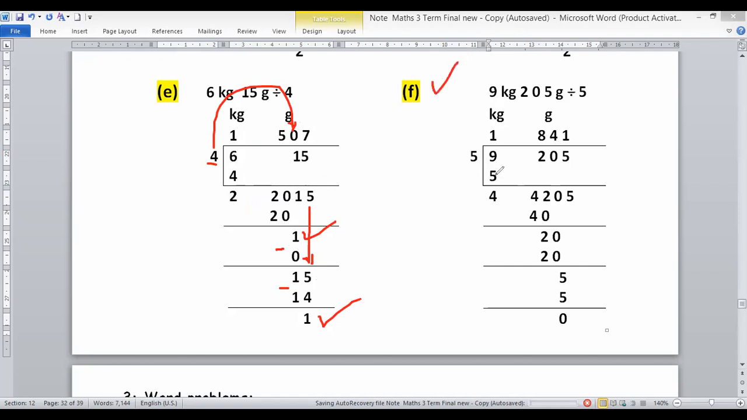Next part is part F. 9 kg 205 gram divided by 5. 5 ones are 5. 9 minus 5, 4. Now shift these three numbers here and put 4 in front of these digits, meaning 4205.